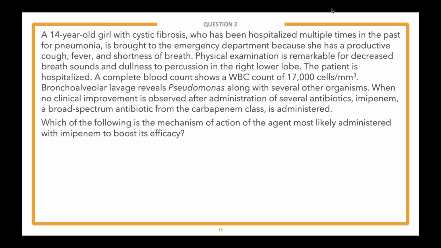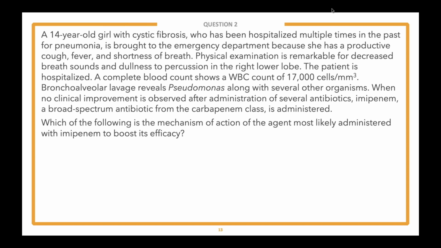A 14-year-old girl with cystic fibrosis who has been hospitalized multiple times in the past for pneumonia is brought to the emergency department because she has a productive cough, fever, and shortness of breath.